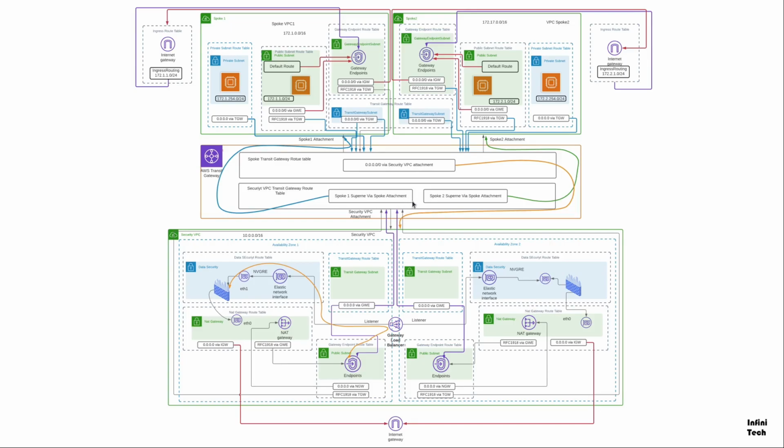Now, the Transit Gateway has attachment to each of the spokes, as well as to the security VPC. This is the construct that allows us to do east-west and north-south inspection of traffic, using the next-generation firewall in the security VPC.